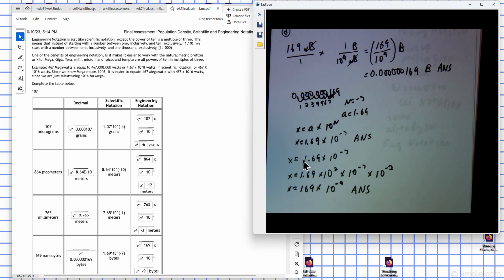Then they want to see it in engineering notation. I take this down to a -9. So I multiply by 10 to the -2 here, and I multiply by 10 squared here. And 10 squared is going to be 169 times 10 to the -9 for my answer there. And that one is D.